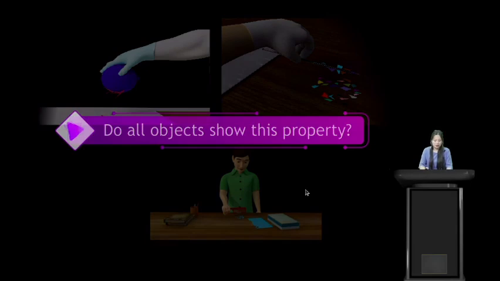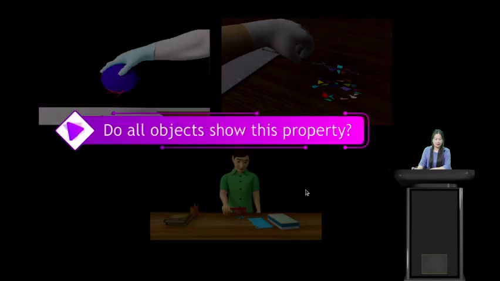Our question is, do all objects show this property? We have seen the examples of plastic comb, balloon and refill. They attract the small pieces of paper because they acquire a small electric charge after rubbing on another object. But our question is, do all objects show this property? Yes, students, we will find out by performing an activity.